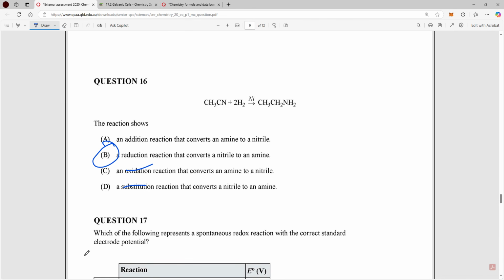Because I don't think it's an addition, because I don't think a double bond will be broken anywhere. And I think the reduction is more likely here, because it's going from a nitrile to an amine. Yeah, I'm pretty sure that is a nitrile, and that's an amine. So that matches perfectly. This one here is the opposite as well. It's saying it's going from an amine to a nitrile. That's an amine, that's a nitrile. So straight away, it's B.